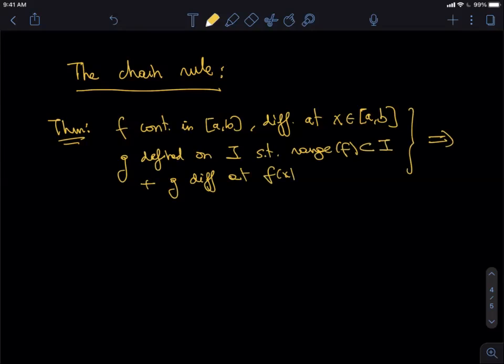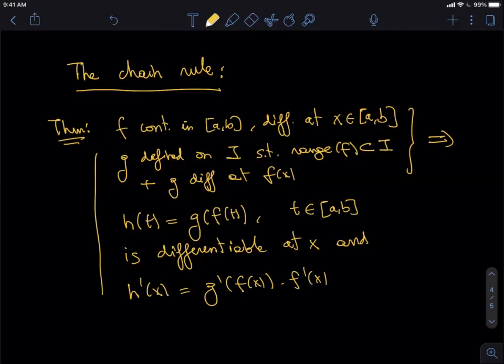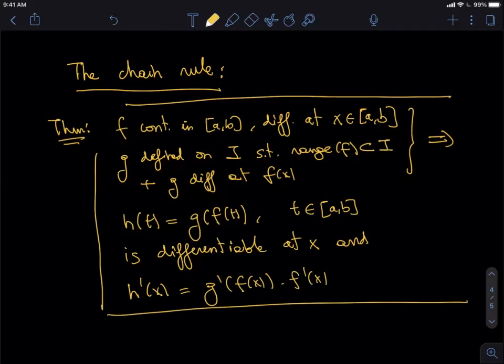Okay, under these conditions, we can guarantee that h of t, which is the composite function g of f of t, in the closed [a,b], is differentiable at the point x, and the derivative is g prime at f of x times f prime of x. The classic chain rule. This works, of course, for real functions.